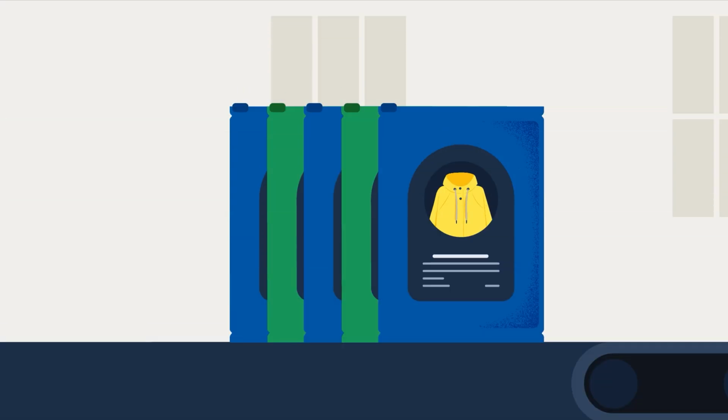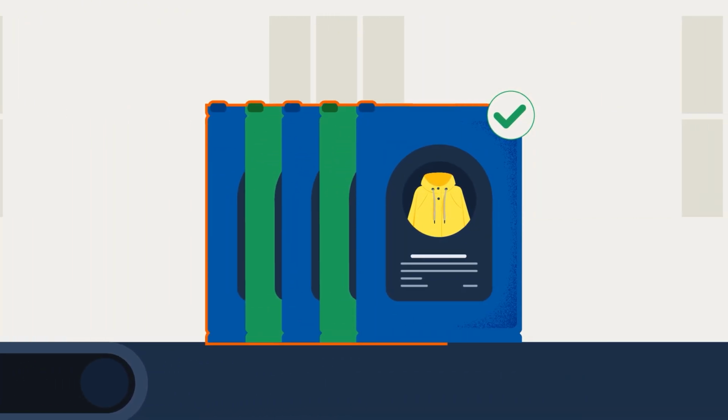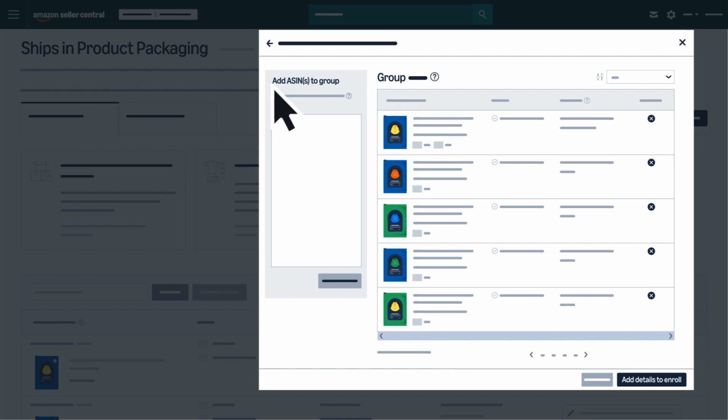If the primary ASIN is not certified, she will need to test only the primary ASIN to enroll that specific product group. From here, Teresa can search by ASIN number for additional ASINs that she wants to add to the group, and she can decide to remove any ASINs that she does not want to enroll. Once Teresa has confirmed that the right ASINs are in the group, she clicks Add Details to Enroll.